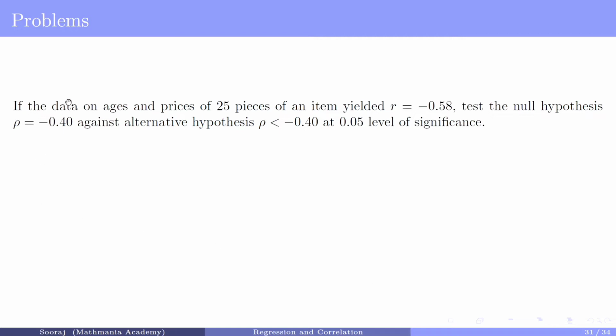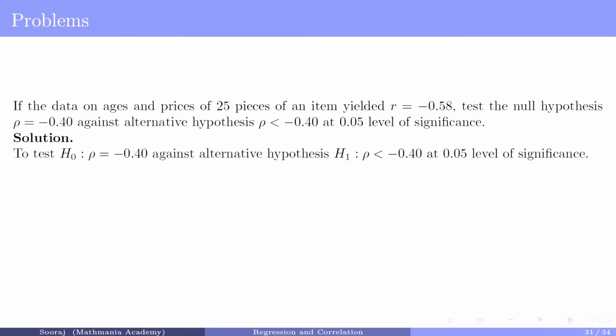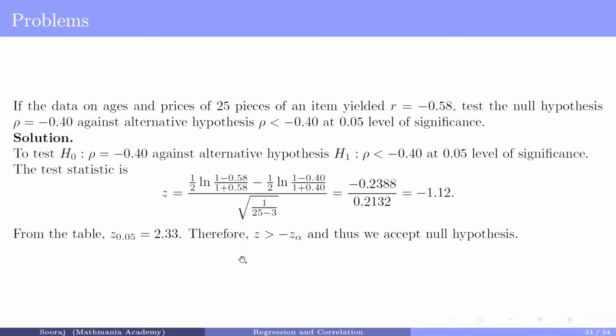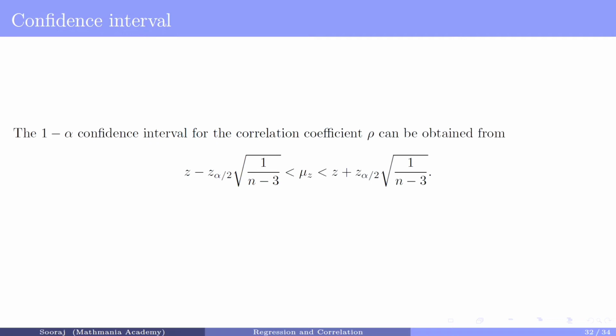Here a problem states that n is 25 and r is some value, and we are asked to test the null hypothesis against some alternate hypothesis. So the information to test the hypothesis is directly given. We substitute these values into the standard normal statistic and calculate the value. It is one-tailed, so we check the condition accordingly, and this leads us to accept the null hypothesis.